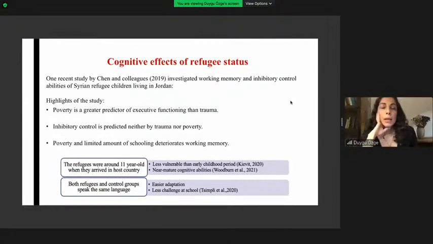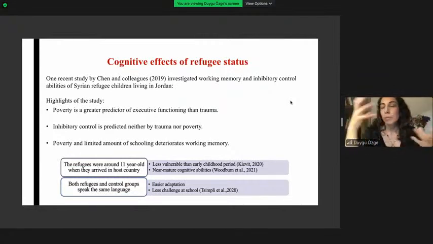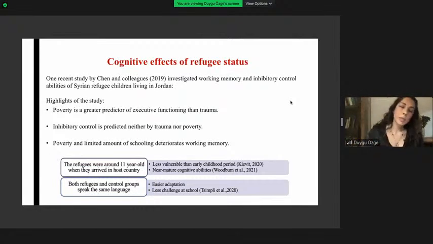Okay, and in this study, they only found the effect of poverty and limited amount of schooling on working memory abilities of children. So looking at this study, one could say that poverty is a greater predictor, so trauma may not really influence cognition negatively. However, in this study, the children were around 11 years old, so that was arguably a later period than a period where children move to a new country. I mean, if a child moves to a new country at a younger period, then we can argue that they may have greater influence of all these traumatic experiences.